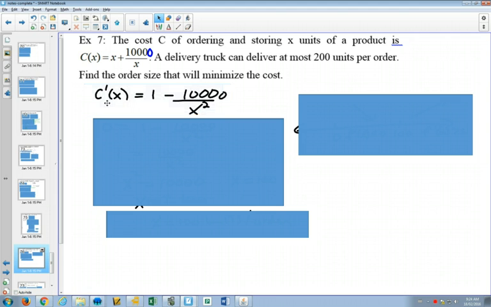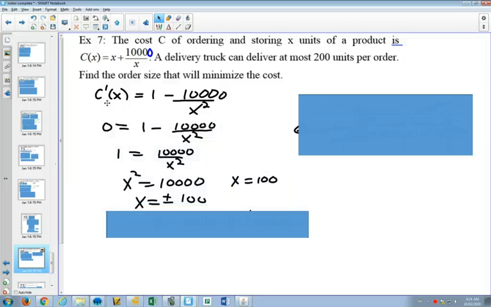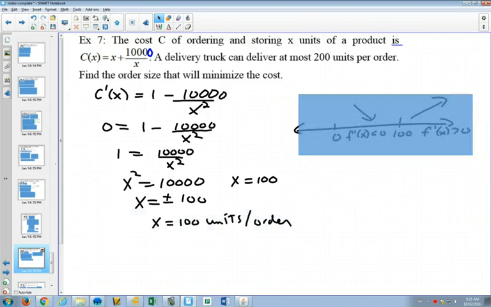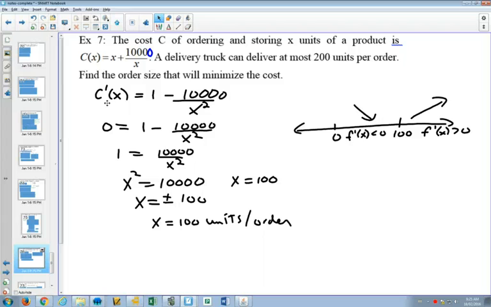So we can take the derivative, set that derivative equal to 0. Solving, you get plus or minus 100. Only 100 makes sense. If we think about drawing our first derivative test, we see that our function would be decreasing before that and increasing afterwards. So in order to minimize the cost, x would have to be 100 units.